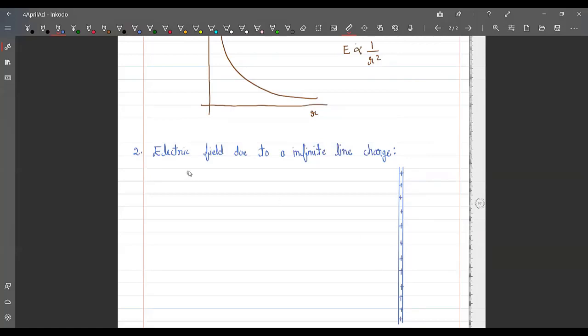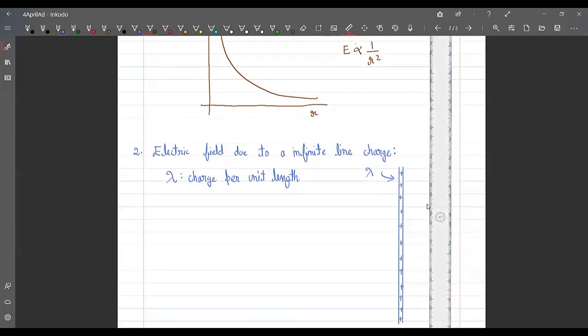And so we'll say that lambda for this is constant. Lambda is called linear charge density or charge per unit length. Charge per unit length remains constant. Now, if I try to draw the Gaussian surface for this, it will be smart if we draw a cylinder.